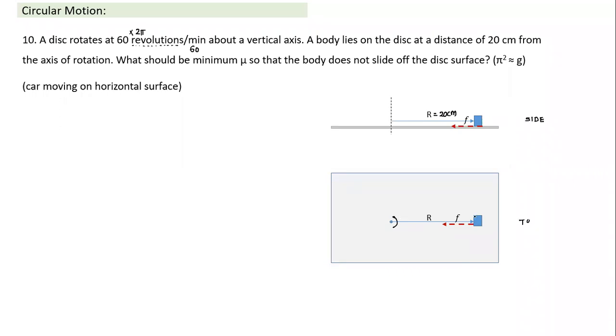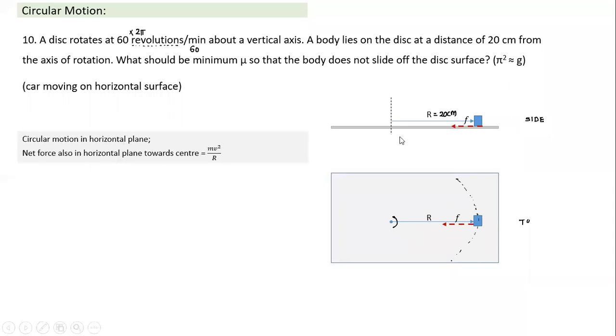If the object which is placed at a distance of 20 centimeter does not slip, it means this also will undergo a circular motion. So essentially what it says is this object also has to undergo circular motion. And how do I define this motion? Exactly the same thing happens in a car moving on a horizontal surface. We'll see that also. So this is a typical example.